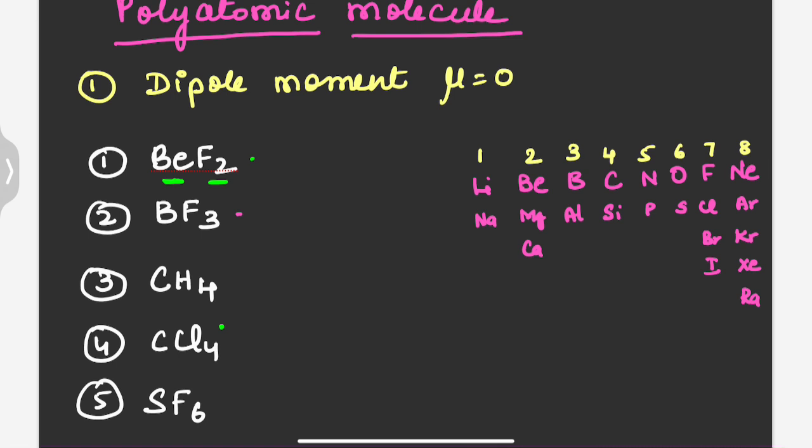Next we will go for SF6. In SF6, the central atom is sulfur, which we will write as A.